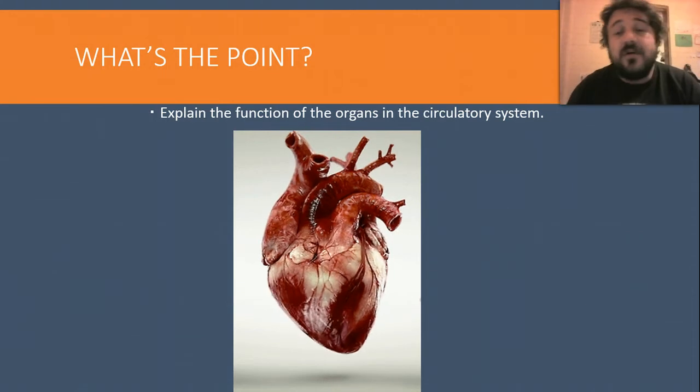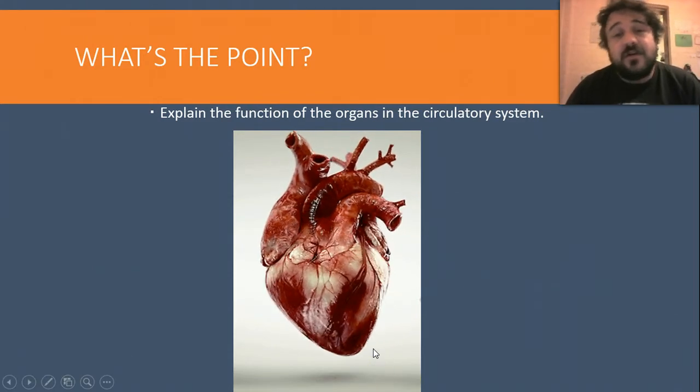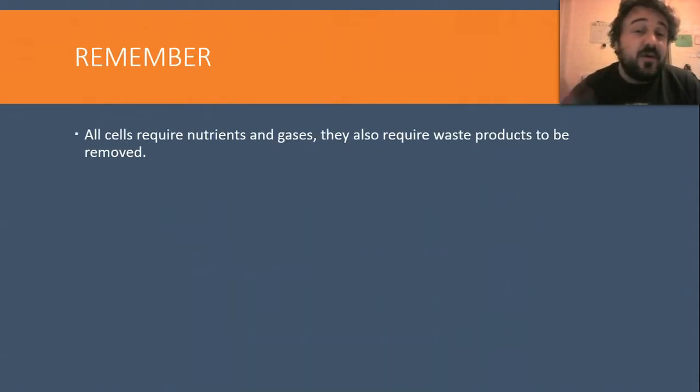Okay, so what's the point? You basically want to be able to explain the function of the organs within the circulatory system. Here is a little animation of the key organ, or the organ we'll think of as the key organ, and that is the heart. So what do you need to remember? Basically, all cells require nutrients and gases, okay? They also require their waste products to be removed.